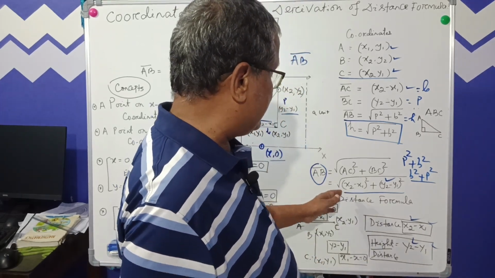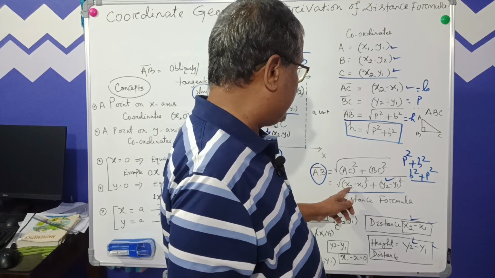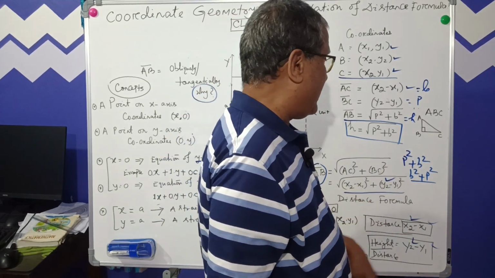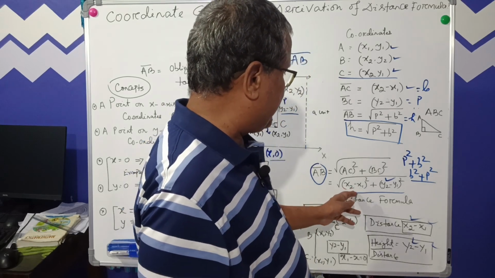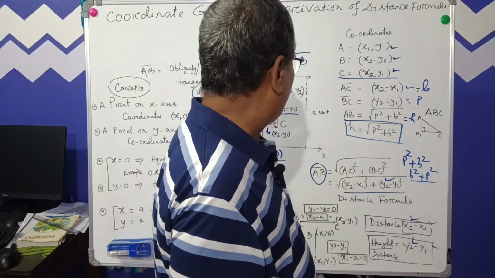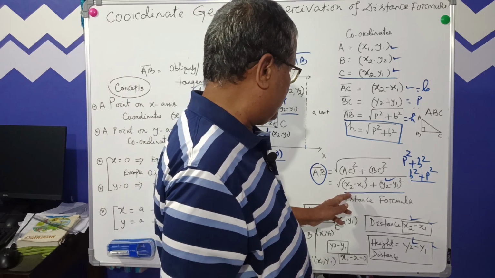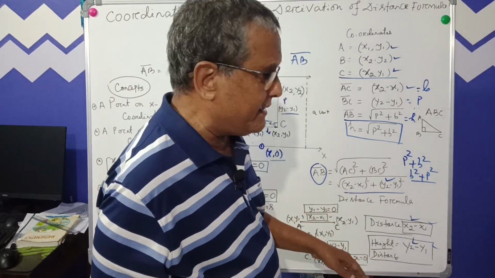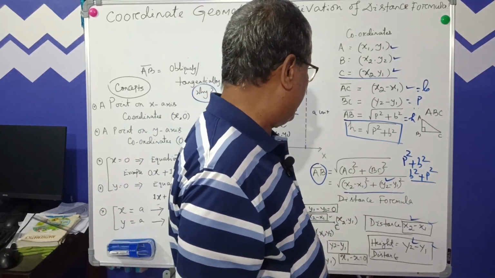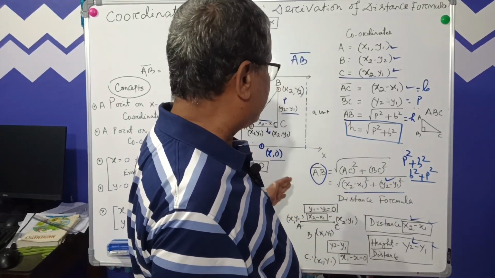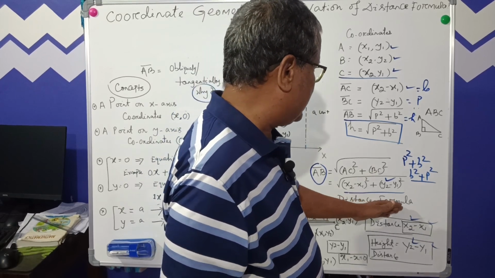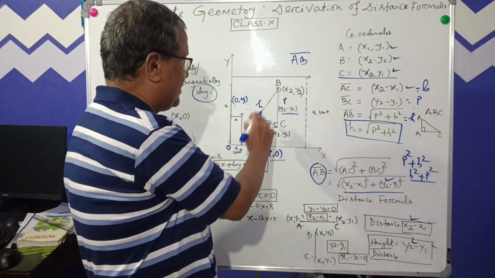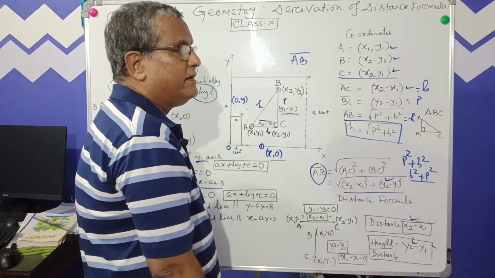So the distance formula is clearly x2 minus x1 whole square plus y2 minus y1 whole square, because we have taken the first x coordinate, then the y coordinate. From this we can find the x coordinate and the y coordinate. Now we can find the AB distance using this formula. So it is very easy to calculate the AB distance.